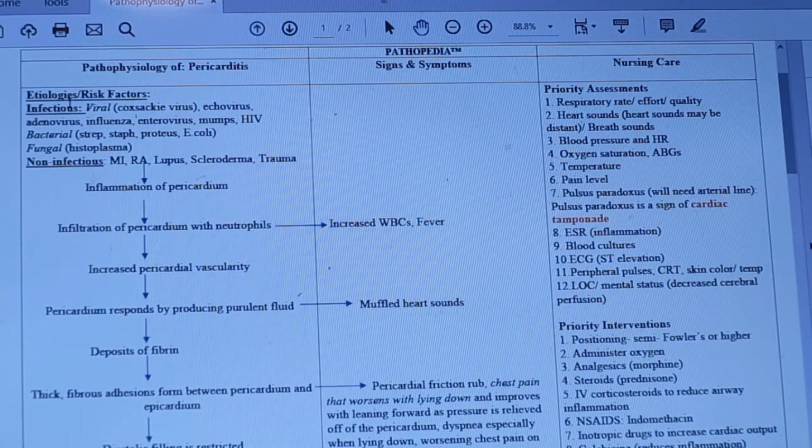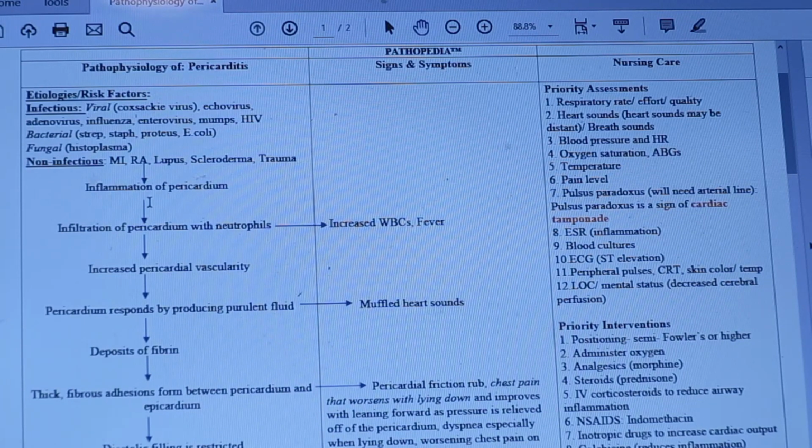So with pericarditis and with all of the Pathopedia entries, we start off talking about the etiologies and the risk factors. So etiologies and risk factors are what predispose a person to developing whatever disease process it is. In the case of pericarditis, these risk factors can either be of infectious origin or non-infectious. And I have all of those listed out here so that you can see the most common etiologies and risk factors for the development of pericarditis.